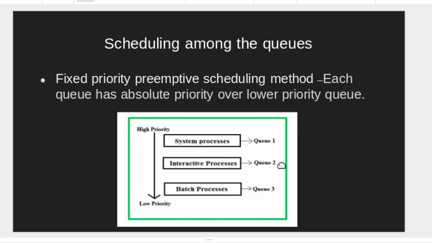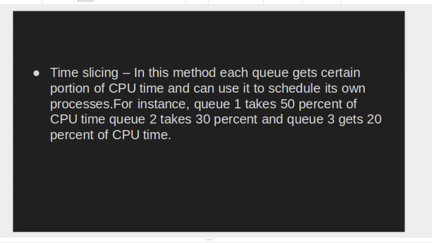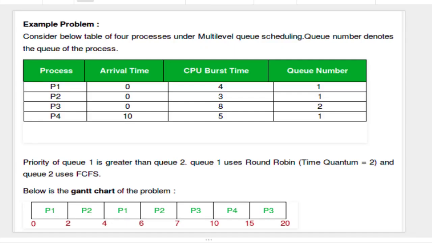If any batch process is running and any system or interactive process enters the ready queue, the batch process is preempted. Time slicing: in this method, each queue gets a certain portion of CPU time and can use it to schedule its own processes. For instance, Q1 takes 50% of CPU time, Q2 takes 30%, and Q3 takes 20% of CPU time.